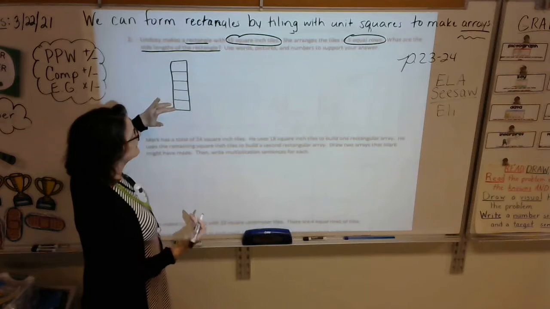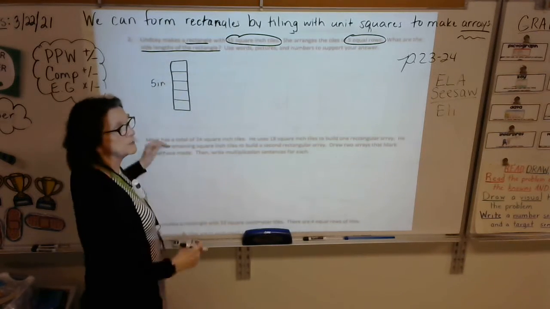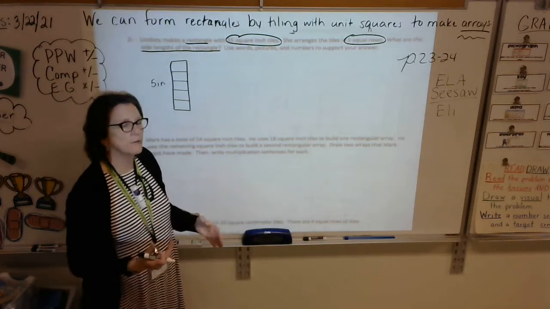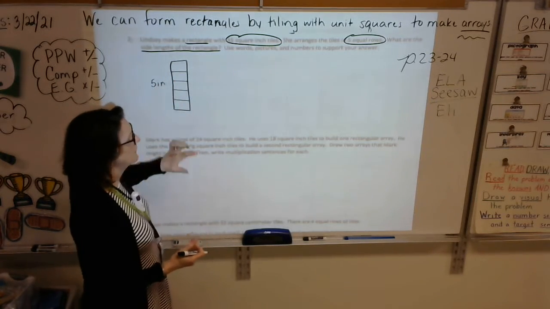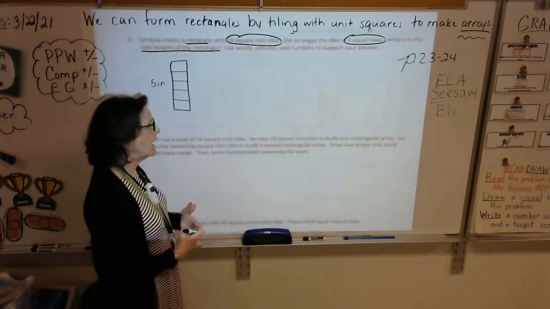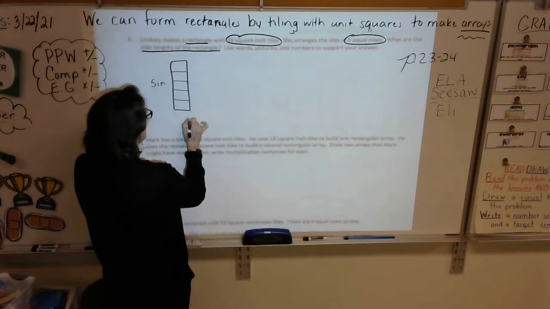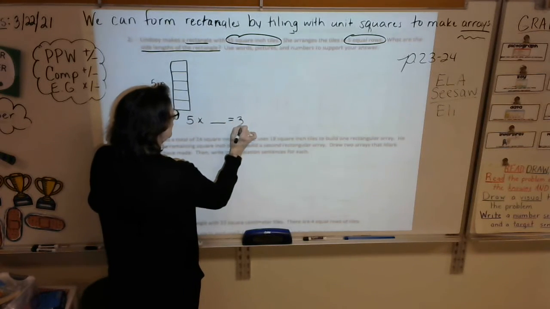So look at that. I can actually label that side length 5 inches, because remember, we find the side length by counting the tiles. 1, 2, 3, 4, 5. Okay? Now, remember before we wrote a number sentence to help us. So the number sentence we can write here is 5 times what will give us 35.